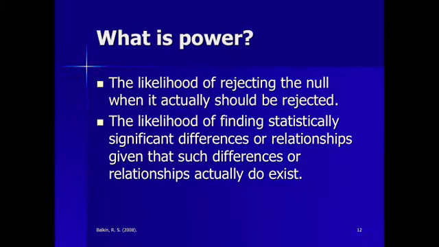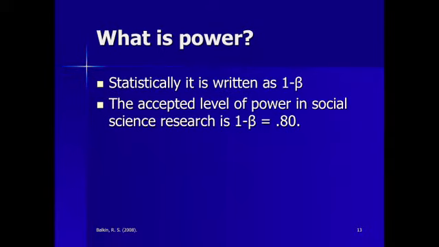What about power? The likelihood of rejecting the null when it should be rejected is power. In other words, it's the likelihood of finding a statistically significant difference or relationship given that such a relationship actually exists. We refer to power statistically as 1 minus beta, and an acceptable level of power in social science research is 0.80. That means there's an 80% chance that I'm going to find a statistically significant relationship if it actually exists, which also means I'm allowing a 20% chance of type 2 error.